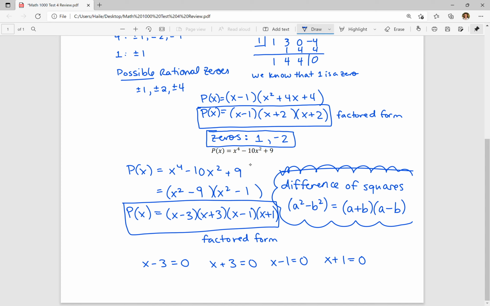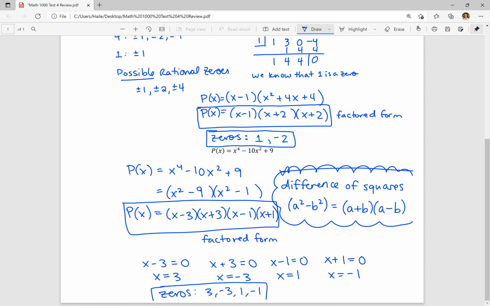So for the first one, if we add 3 to both sides, we get x is equal to positive 3. For the second one, if we subtract 3 from both sides, we get x is equal to negative 3. For the third one, we can add 1 to both sides, and we get x is equal to 1. And for the last one, we can subtract 1 from both sides and get x is equal to negative 1. Now, these are the 4 zeros of our polynomial. So the zeros we would list like this. We would say 3, negative 3, 1, and negative 1. Okay, so those are our 4 zeros.